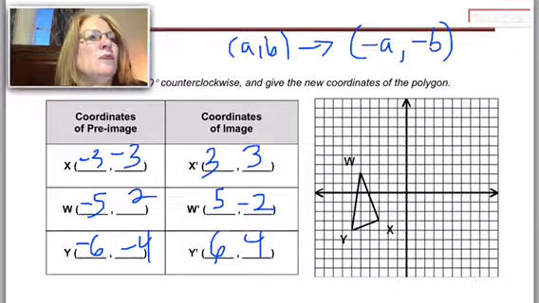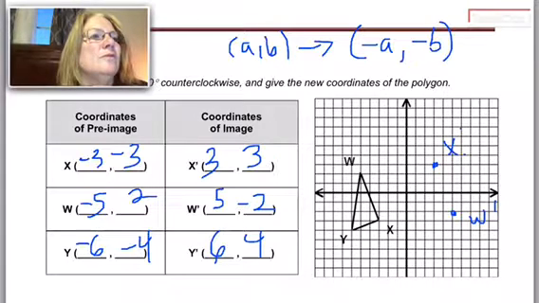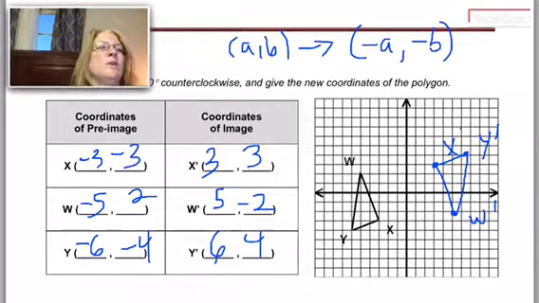So that is 1, 2, 3, 1, 2, 3. So there is X prime. Then 2, 3, 4, 5, 1, 2. This is W prime. And then (6, 4), 1, 2, 3, 4, 6, 1, 2, 3, 4. And that would be Y prime. And that is our 180 degree rotation.